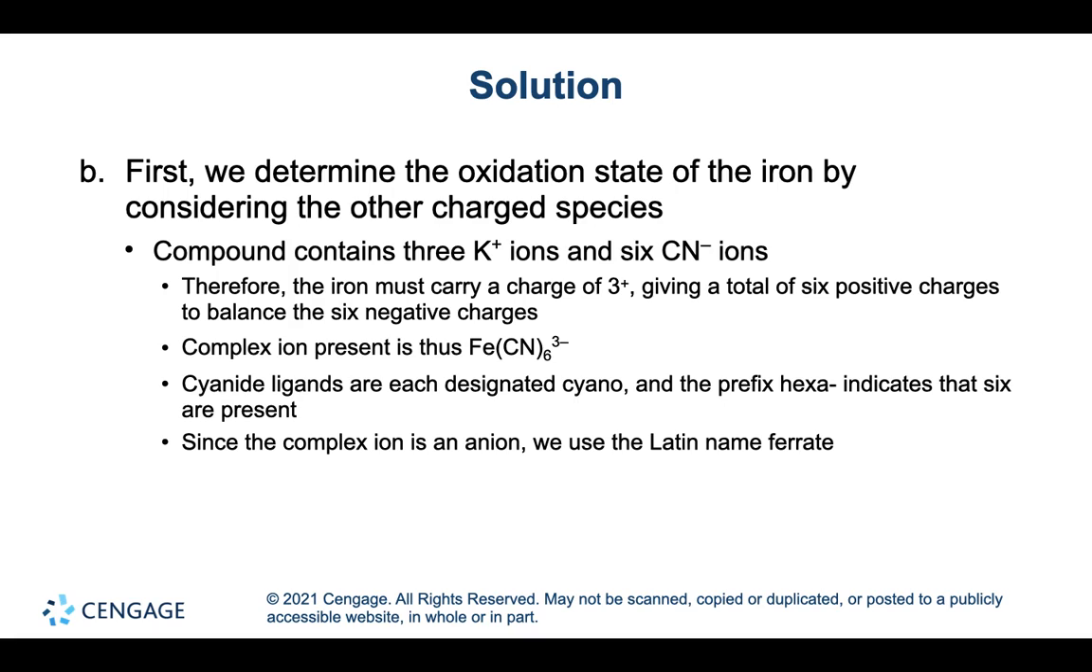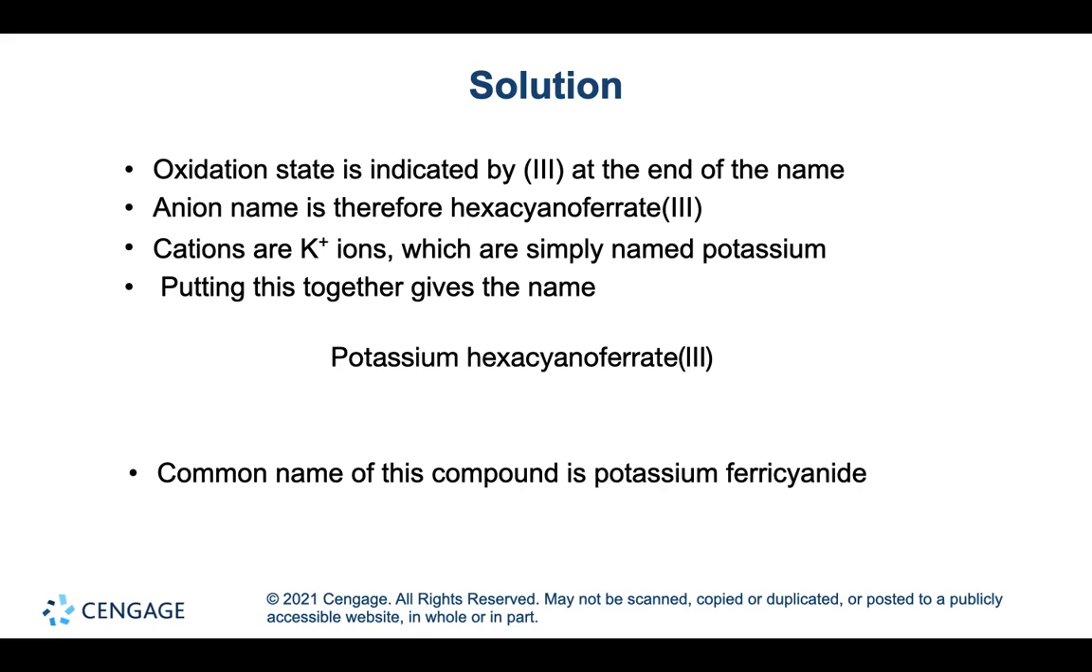In the second one, we have the 3 K plus ions. Since they come first, they're named first: potassium. Then we also have the CN minuses, which are cyano, and hexa would be our prefix. And because the iron is part of a negative complex ion, we're not going to call it iron 3, we're going to call it ferrate. So potassium hexacyanoferrate is how we would name it.